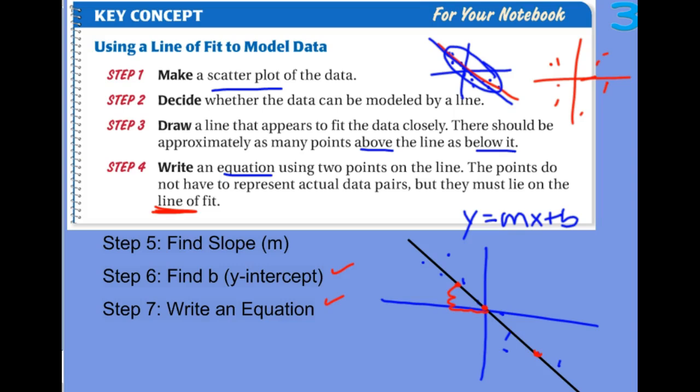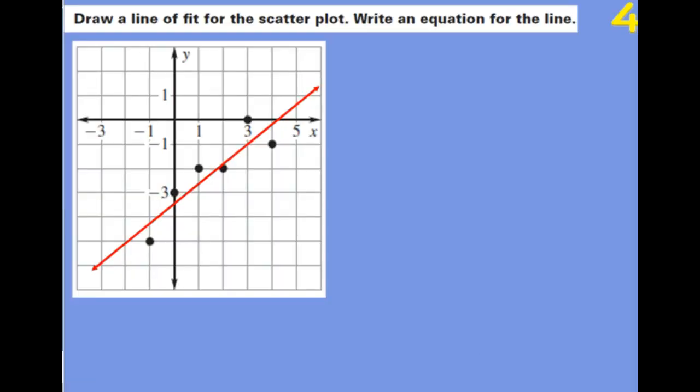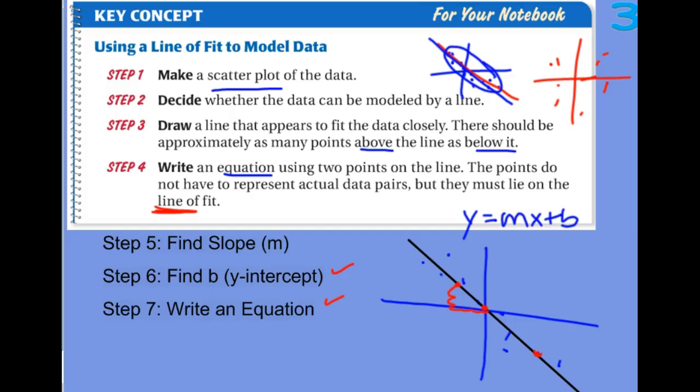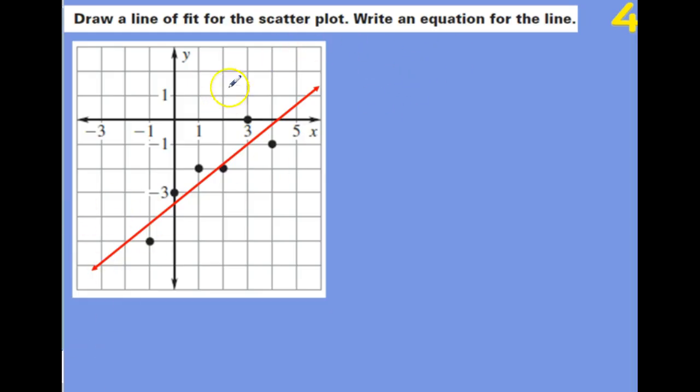Step 1, make a scatter plot. I already did that. And I decide whether it can be modeled by a line. I already put the line through it. If you want, you can say this is a positive correlation. You don't have to, though, because it didn't ask for it.